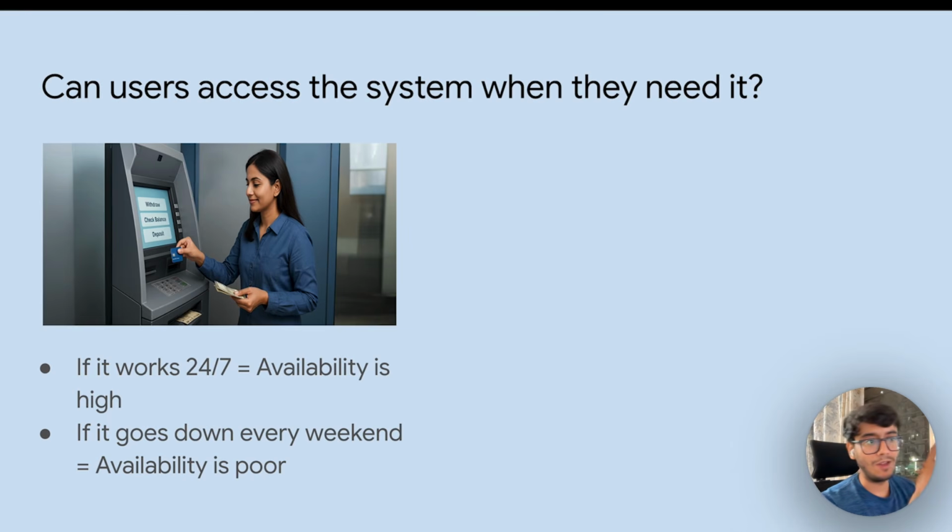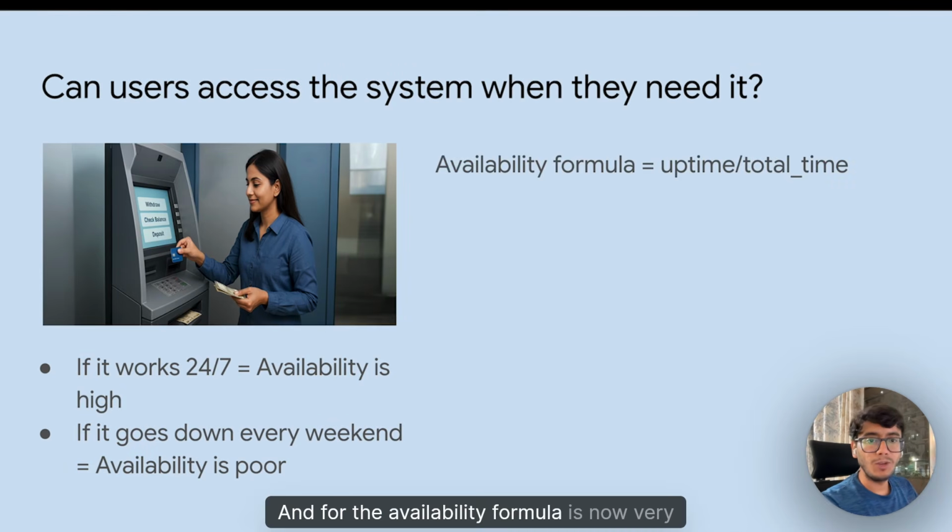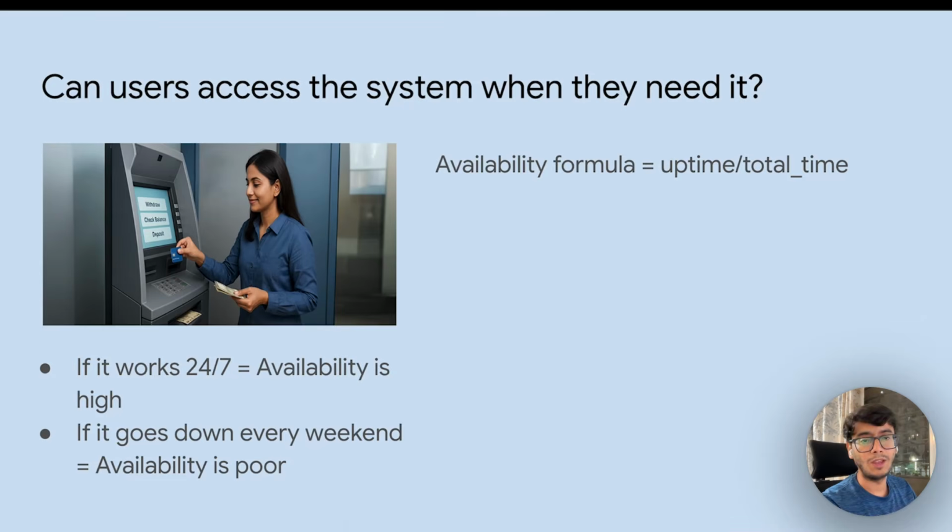That means anything which is always available is called high availability, and something which is available but not all the time is called low availability. And the availability formula is very simple. It's total uptime divided by the total time the system has been up.